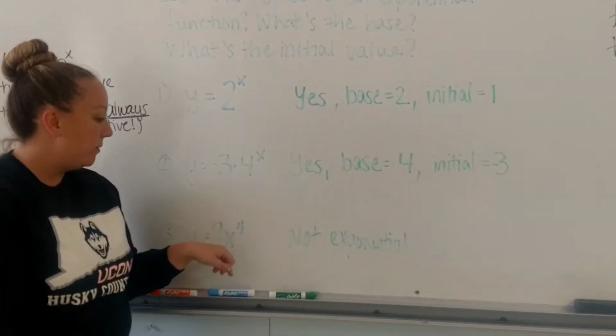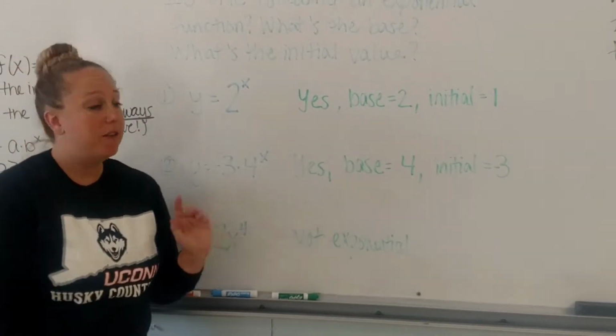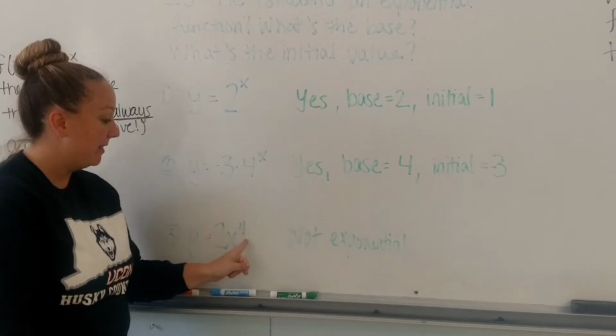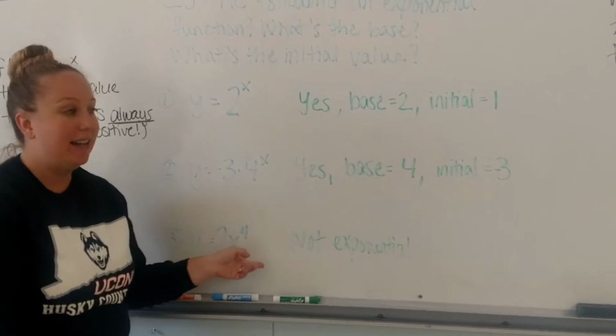And y equals 2x to the fourth is not an exponential function. Your exponent is 4, so it's not that x that makes it an exponential, so that one's not an exponential function.